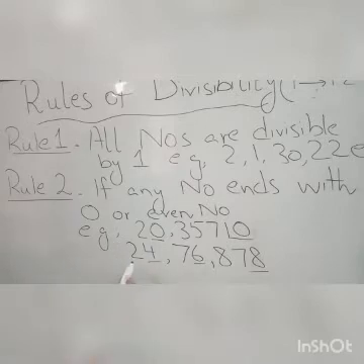Now let's see another example, 31. As this number is ending with 1, it's not a 0, not an even number, so it is not divisible by 2. Let's take an example of a big number, 5737. The last digit is 7, it's not an even number, not a 0, so it's not divisible by 2.